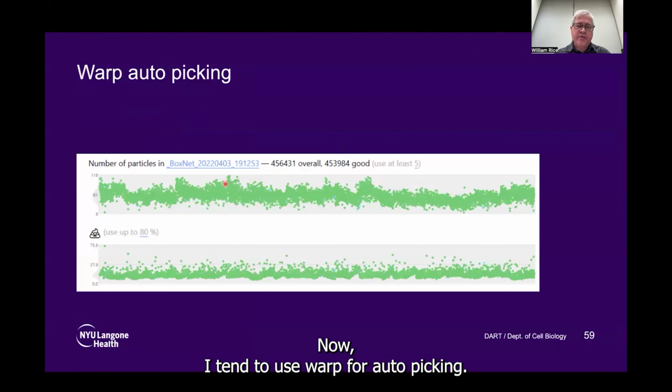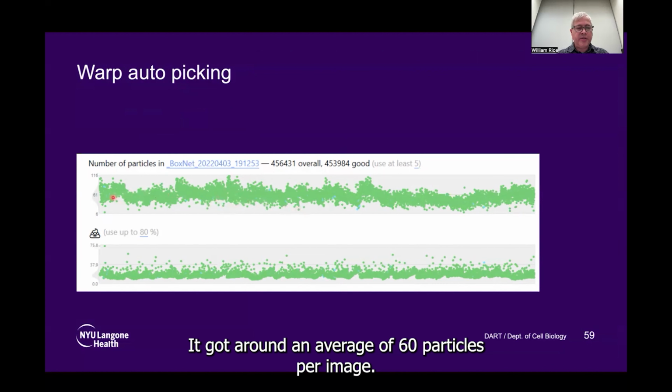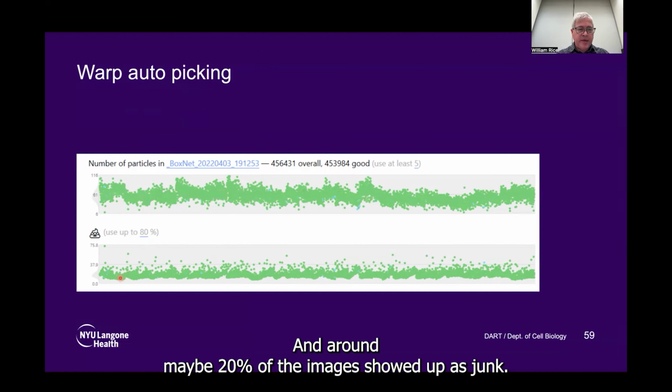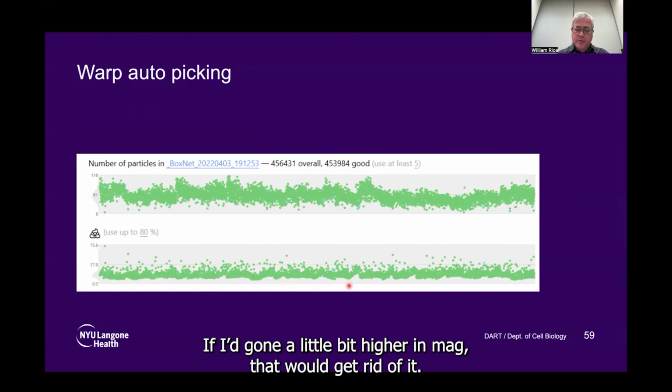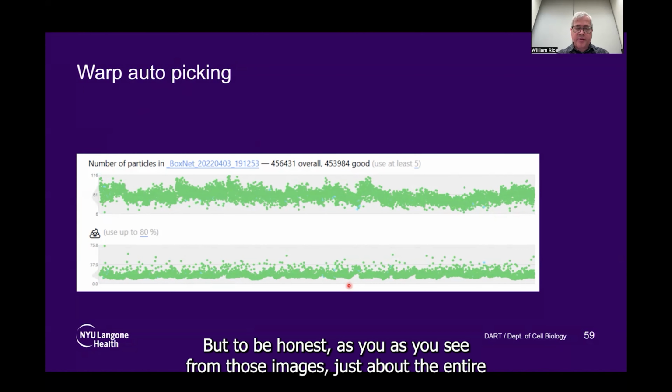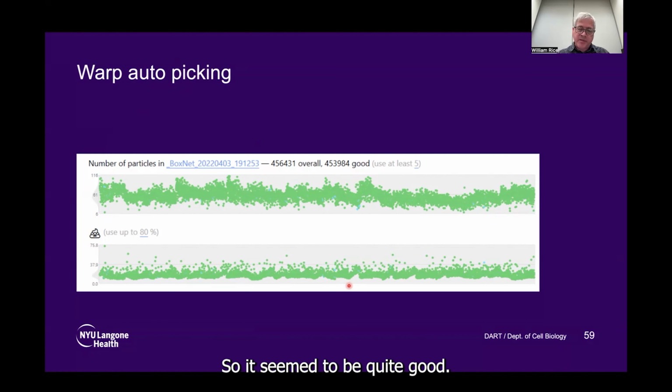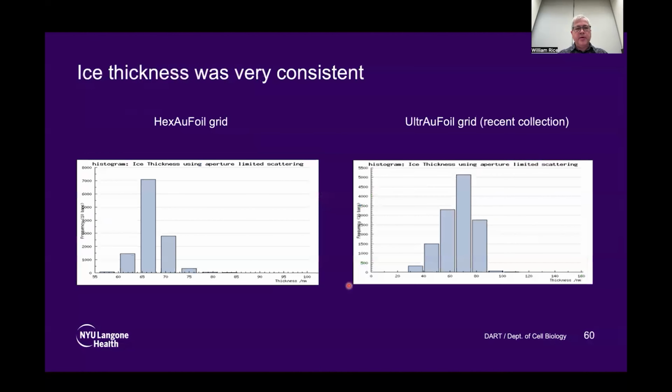Now I tend to use WARP for auto picking, so I threw all of the collection into WARP. It got an average of around 60 particles per image overall, and maybe 20% of the images showed up as junk, and that's because of the gold that was clipped in. If I'd gone a little bit higher in mag, that would get rid of it. But to be honest, as you see from those images, just about the entire hole is being covered by the image, so it seemed to be quite good.